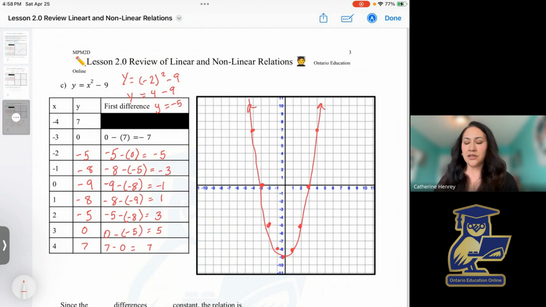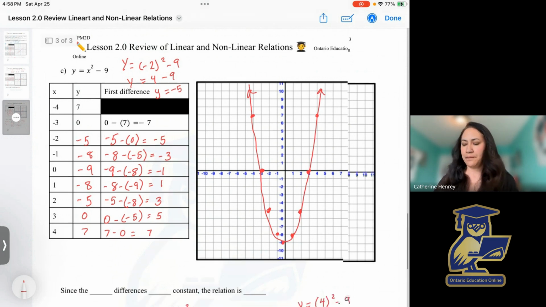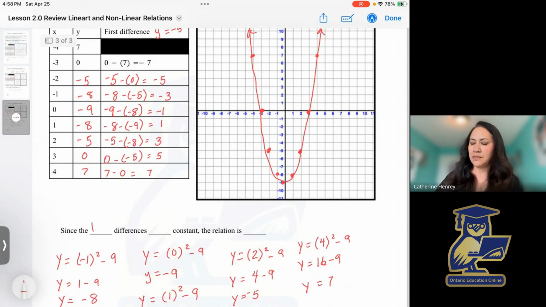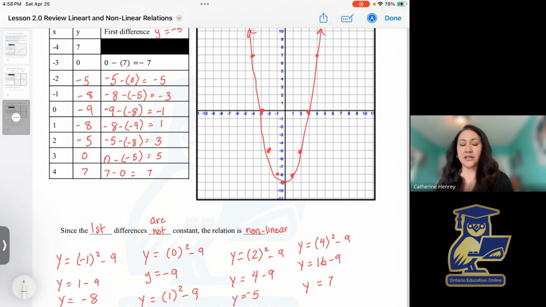And this shape is actually called a parabola. So since the first differences are not constant, the relation then is non-linear. And this is actually quadratic. So that leads us into the next lesson.